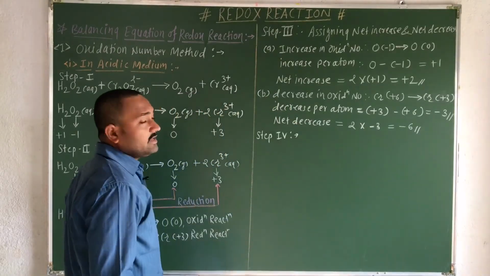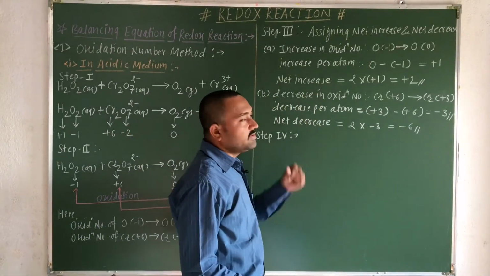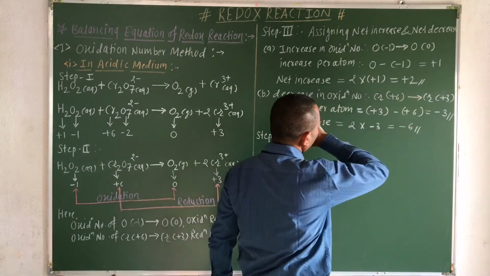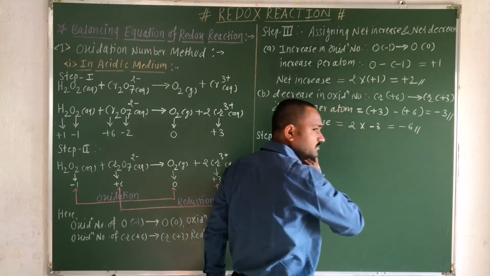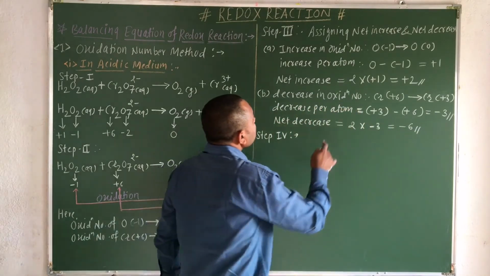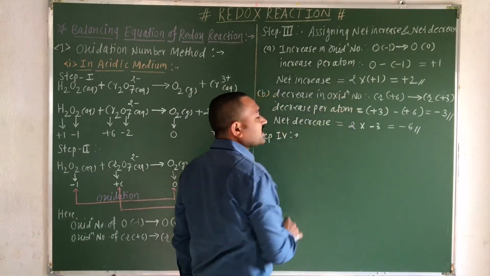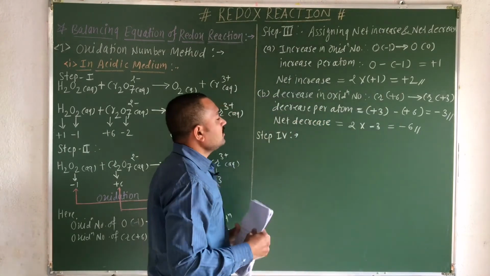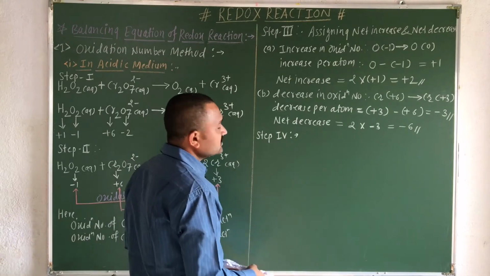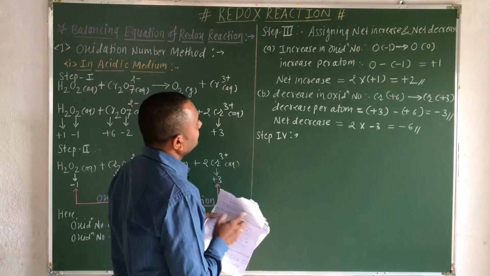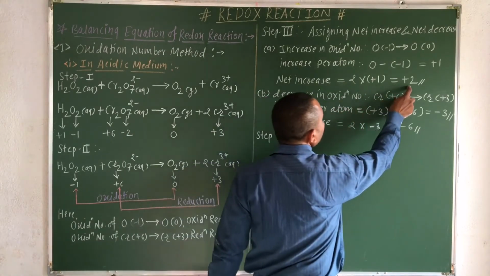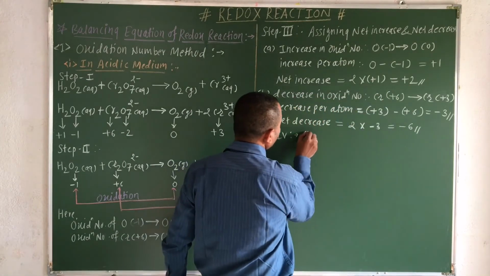As we know, again you have to take the reference of your previous step. Net increase equals +2. Okay, net decrease equals -6. So we have to find one such factor so that these two values become equal. Okay, so how can we find it? It is very simple. If I multiply this by 3, okay, its value will be equal to +6. We are assigning the coefficient.